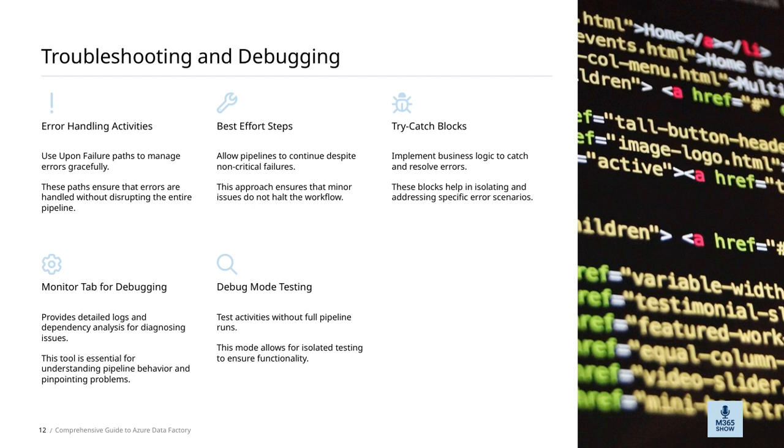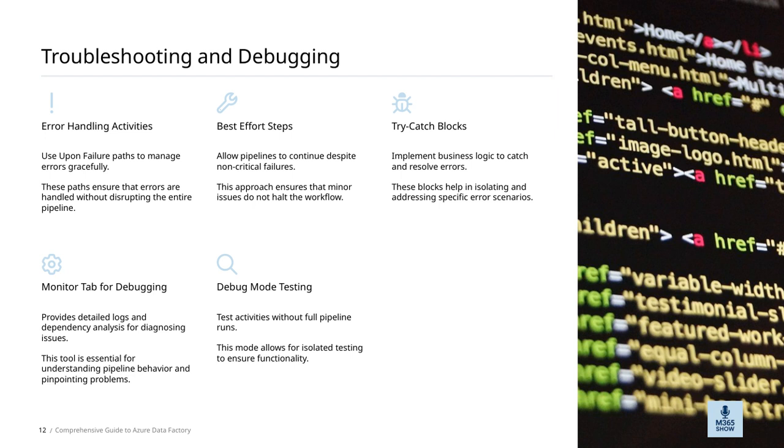Finally, for managing errors more systematically, there are error handling activities. Using upon failure paths, you can manage errors gracefully, ensuring that issues are addressed without causing a complete halt. This structured approach to error handling is key to maintaining robust and reliable data workflows. In summary, these debugging and troubleshooting tools help you build more reliable pipelines, quickly identify issues, and keep your data processes running smoothly.